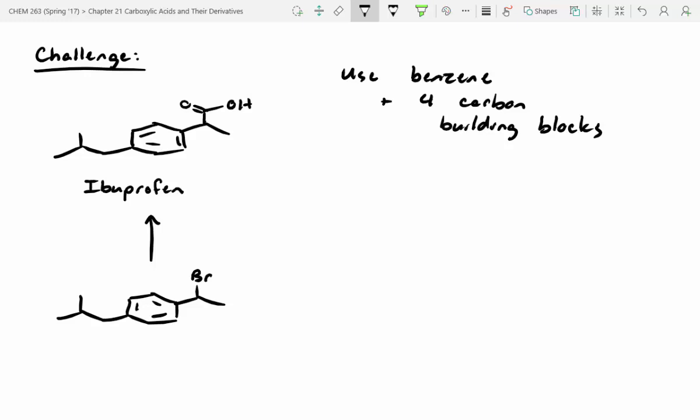Chromic acid. Not chromic acid. We need to add in a carbon. Right? So where did the carbon on that carbonyl come from? How could we add in one carbon? Grignard reagent. Okay, so in order to make this into a Grignard reagent, we'll toss in some magnesium, followed by what?